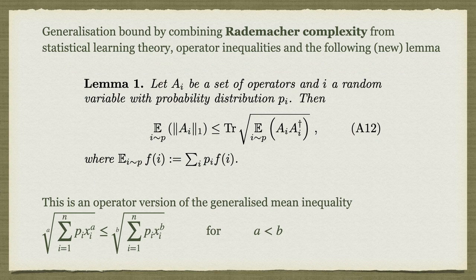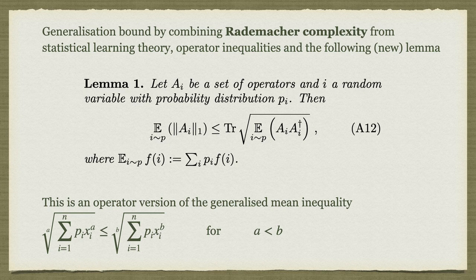So I won't show the proof of these main results, but you can check the paper for all the details. Here I just want to say that our generalization bound has been obtained by combining, I think in a new way, results from Rademacher complexity from statistical learning theory, then operator inequalities and operator monotones, and in particular the following lemma, which is new to the best of my knowledge.